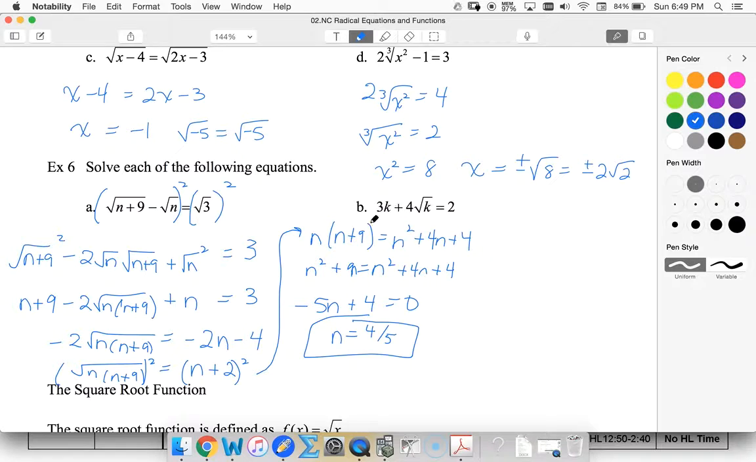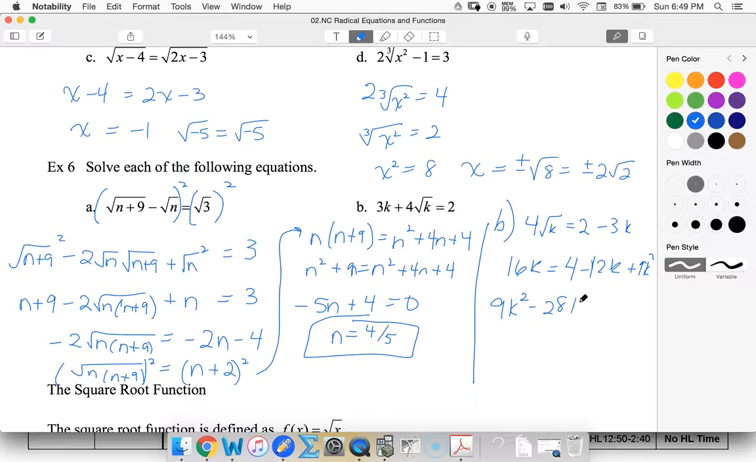All right. This one is much easier to solve. So I'm going to make some space over here because I can move my 3k to the opposite side. So 4 root k is equal to 2 minus 3k. Again, I'll square both sides. So squaring the whole quantity is going to give me 16k. Squaring the whole quantity is going to give me 4 minus 12k plus 9k squared. Again, expanding the binomial. And now when I collect all my like terms, I'm going to have 9k squared minus 28k plus 4 equals 0.